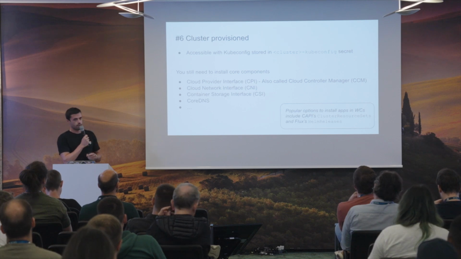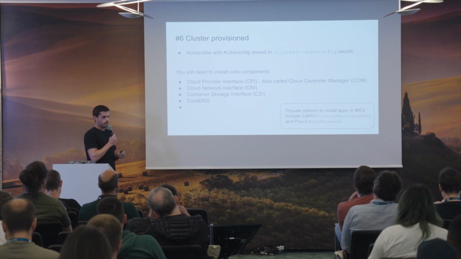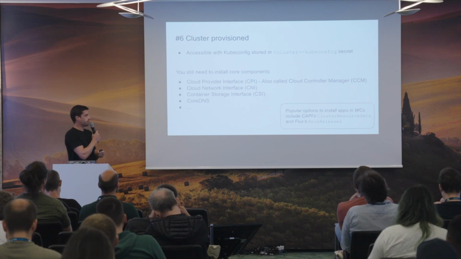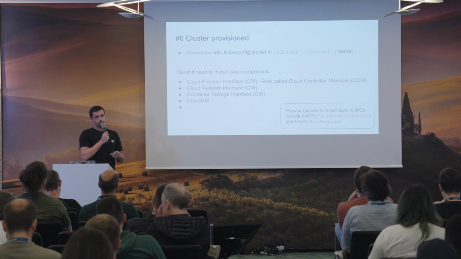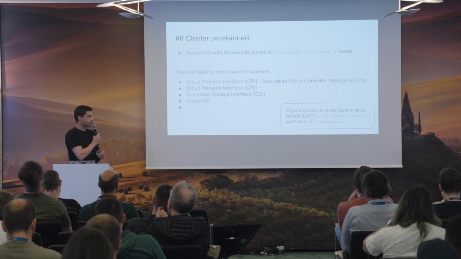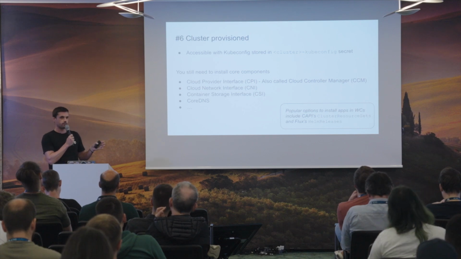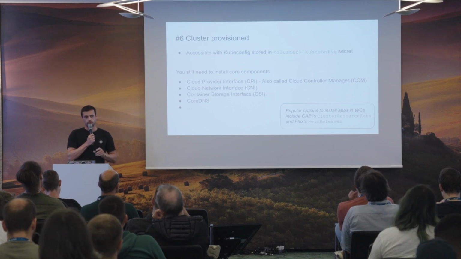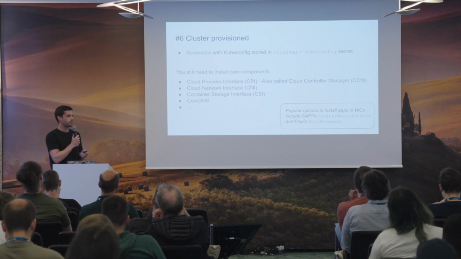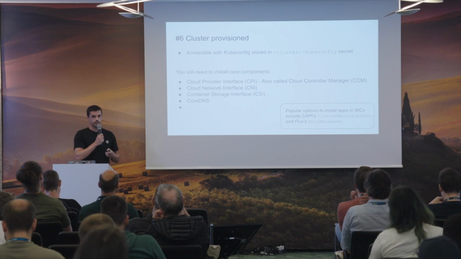And then going from there, we need to install everything that we need to install in any other Kubernetes provider. So CPI, CSI, CoreDNS, all that good stuff. There are different ways to install that automatically, like CAPI's own cluster resource sets, Flux Helm releases, but this is kind of up to interpretation on how the organization wants to manage these applications.